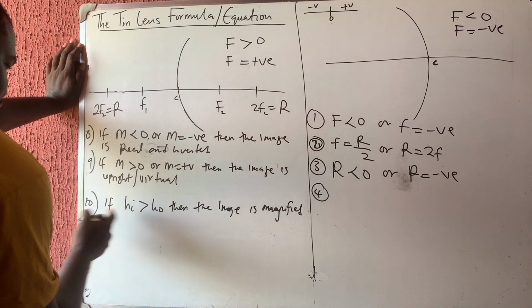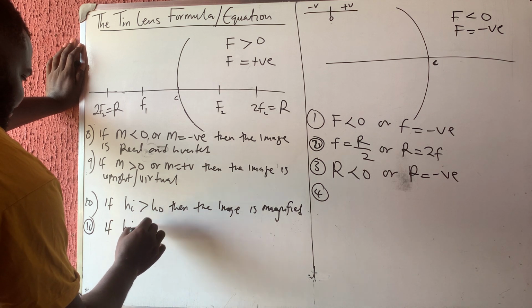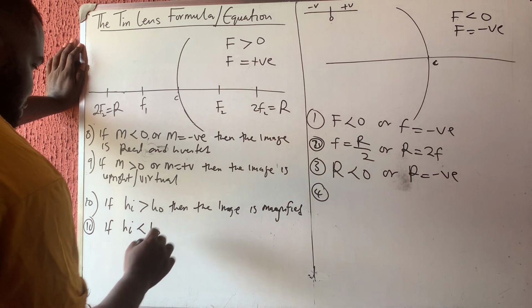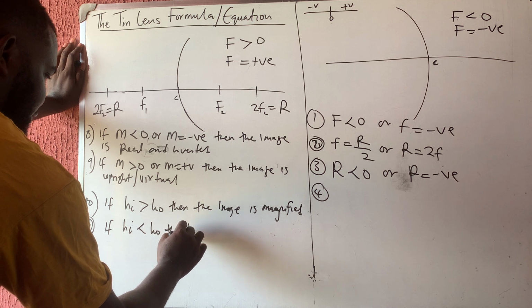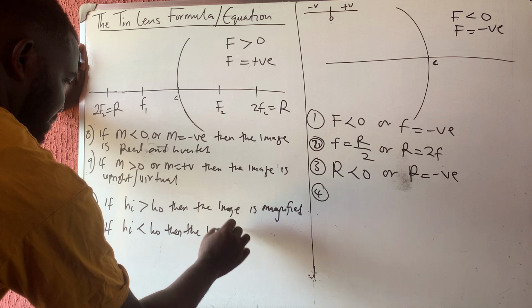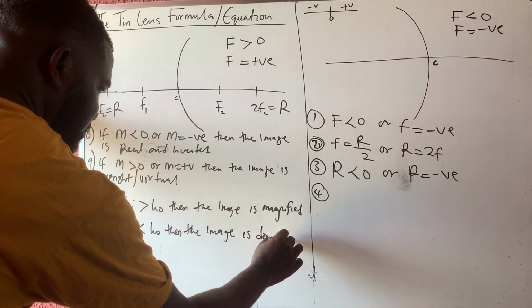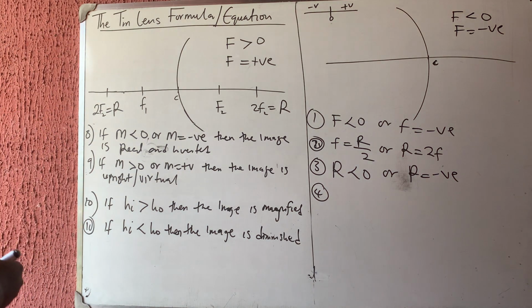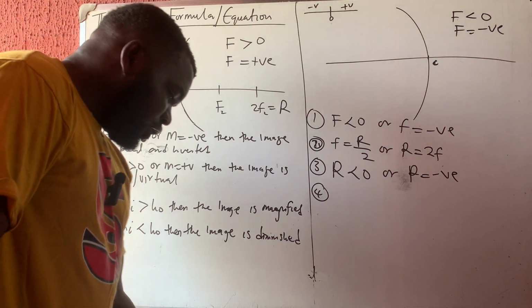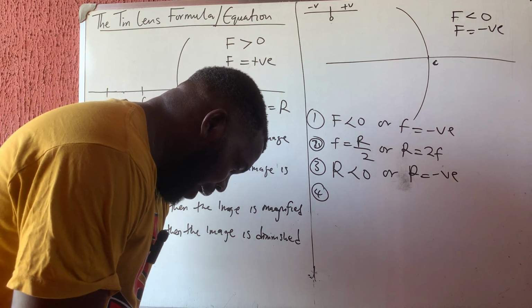Number 11 is the opposite. If the image height is now less than the object height, are you with me? Then the image is small or diminished. The image is what? Diminished. So if you know all these things now, it will help us to do our calculation.